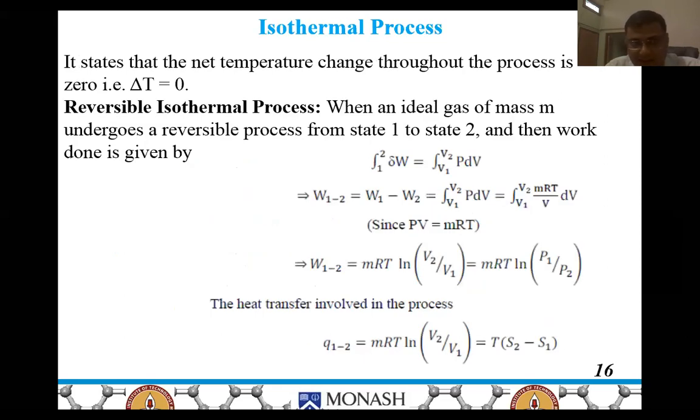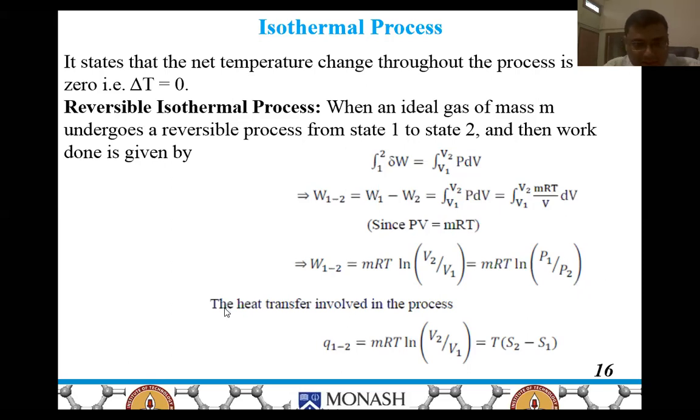Now we are discussing the isothermal process, in which the net temperature change throughout the process is zero. So for an isothermal process, delta T will be equal to zero. And for a reversible isothermal process, when an ideal gas is moving from state 1 to state 2, the work done delta W will be the integration of PdV from V1 to V2. So P we can write as nRT by V, where n is the number of moles. So nRT by V into dV, and the integration of dx upon x is ln x. So here we can write W1 to 2 is equal to nRT ln of V2 by V1, which is equal to nRT ln of P1 by P2. Here we have changed using the PV equal to nRT equation.